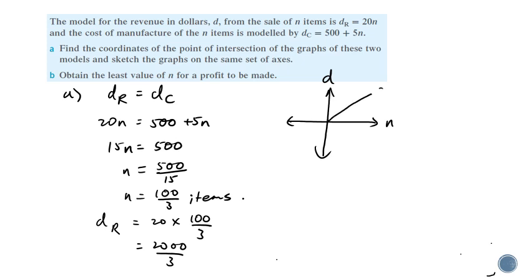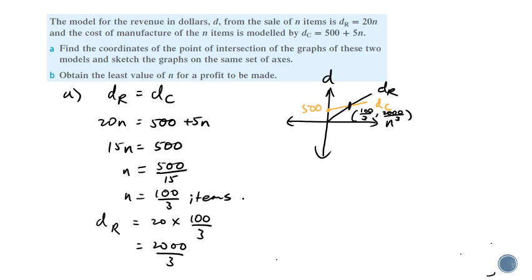This is dr, and then dc starts at 500 and goes that way. That's a bit too much, I think. There we go. Now you can see there's a gradient. That's nice. That's 500, and then they cross over at 100 over 3 and 2000 over 3.